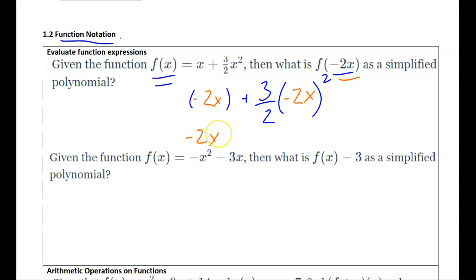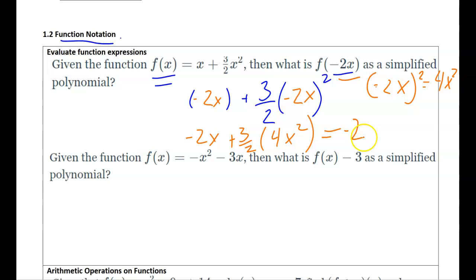Negative 2x is just chilling. And then I use PEMDAS, right? So we're going to square it first. And negative 2x squared ends up being 4x squared. So I get 3 halves times 4x squared, and then my result is negative 2x.